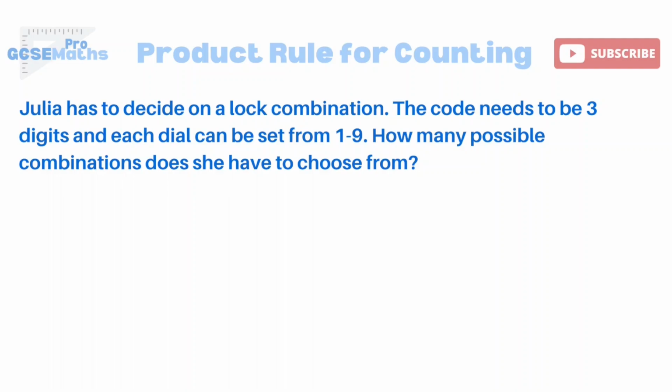Now the next example is kind of like a part A and a part B. The part A is very similar to what we've just done, and the part B then shows us where these questions could differ a little bit in terms of the numbers that we use. So, Julia has to decide on a lock combination. The code needs to be 3 digits, and each dial can be set from 1 to 9. How many possible combinations does she have to choose from?